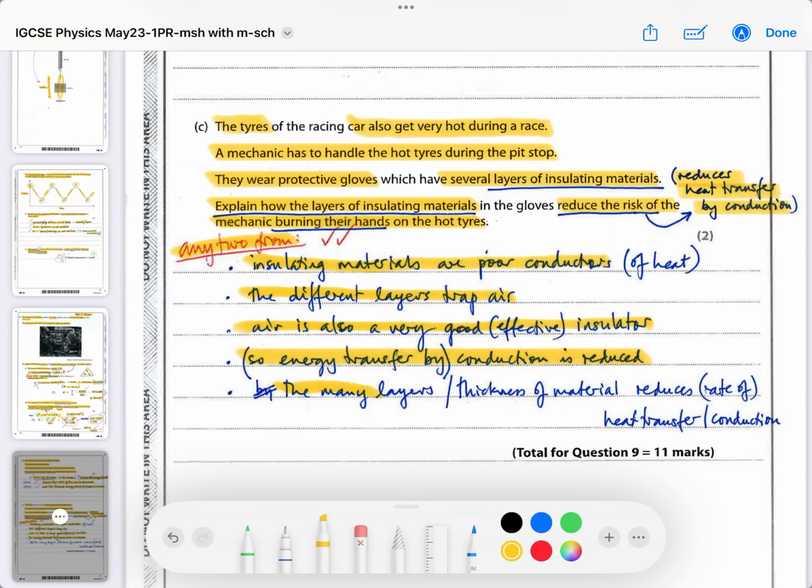And this means that many layers or thickness of material reduces the rate of heat transfer to the person wearing the gloves. And that's a way of explaining thermal energy transfer or controlling the rate of heat transfer using insulation. And that's 11 more marks.